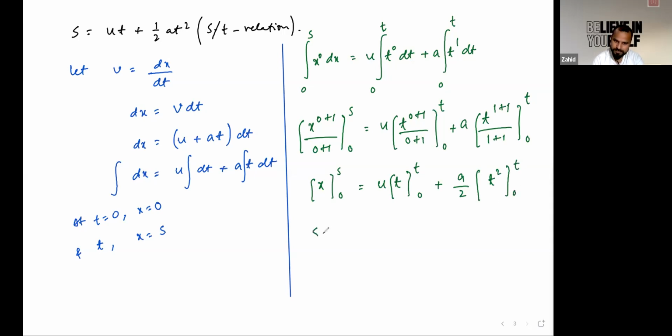Now if you put the limit, it will be s minus 0, u times t minus 0, plus a by 2 as coefficient. If we put the value of t as upper limit, it will be t squared, and lower limit as 0 squared. So on solving, you will get s is equal to ut plus half a t squared.